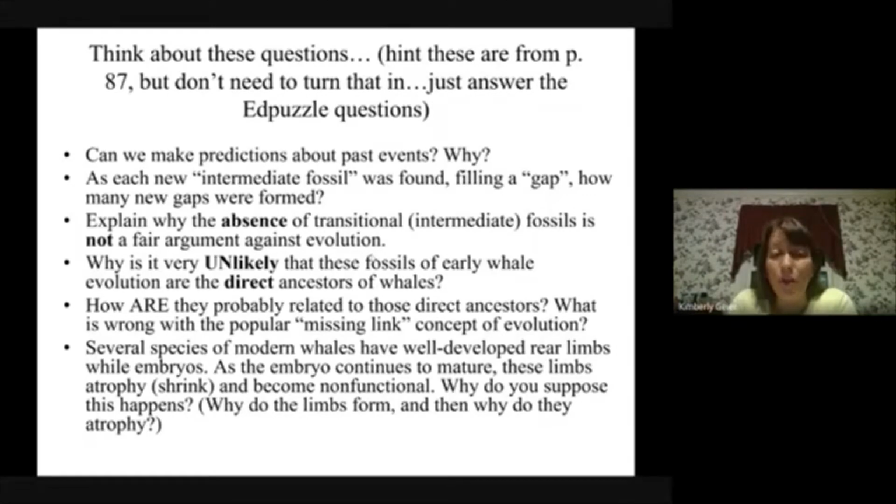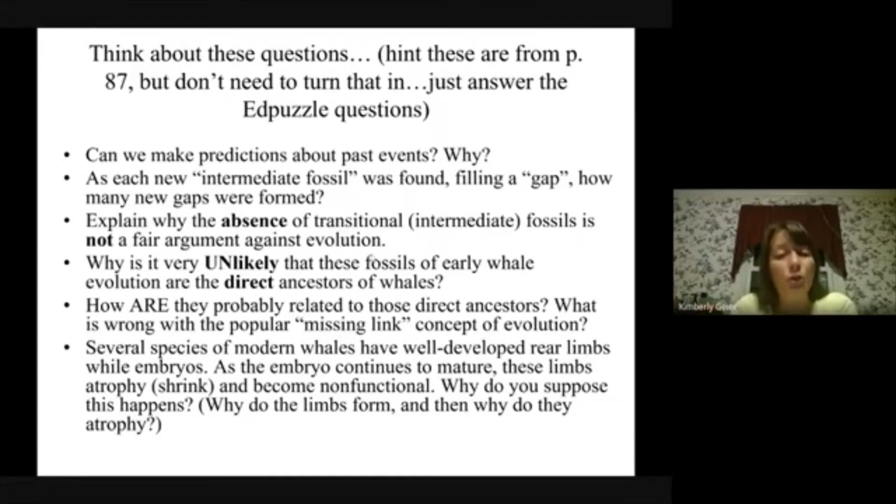We can totally make predictions about past events. You all just made a prediction not that long ago, and you were able to test it by finding another fossil. That's what paleontologists do. That's the way they do their research. They will make predictions and then look in areas that would have that age of fossil and see what they find to see if their predictions were supported. Now, as we did this timeline activity, each new fossil filled a gap.